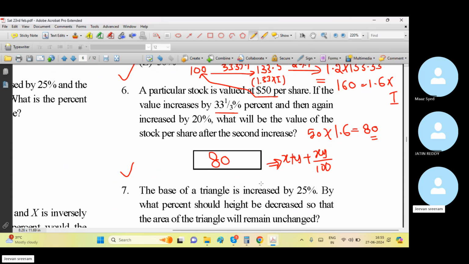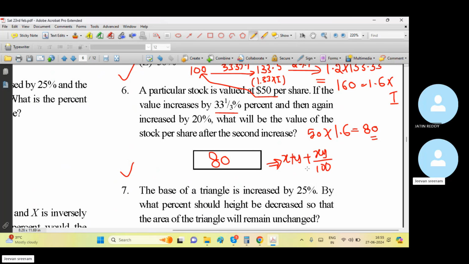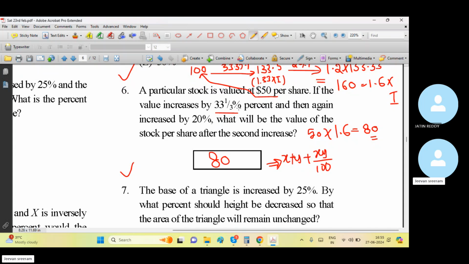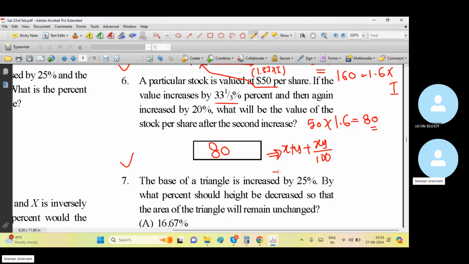If x and y are successive percentage increases, you can directly find the final value using this. So we have a 33% increase in the first step and a 20% increase in the next step. Let's find the resultant percentage increase using this formula: 33.33 plus 20 plus 33.33 into 20 divided by 100.